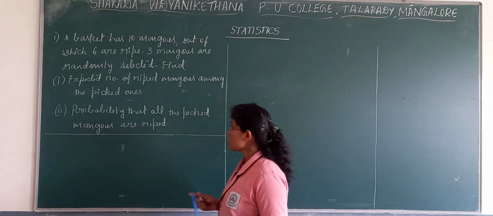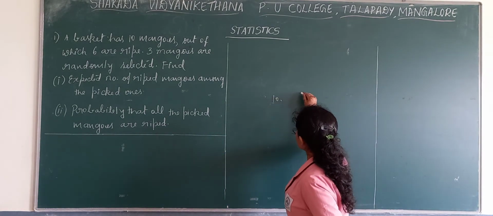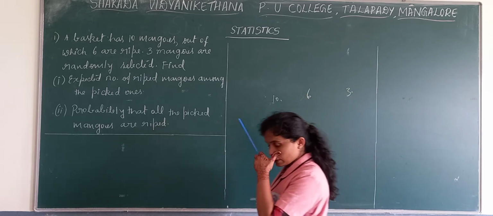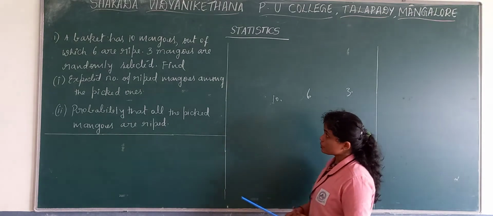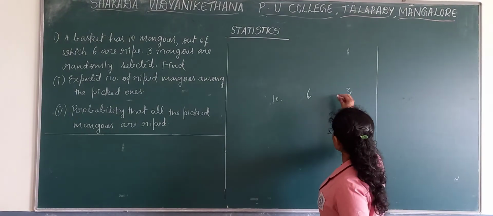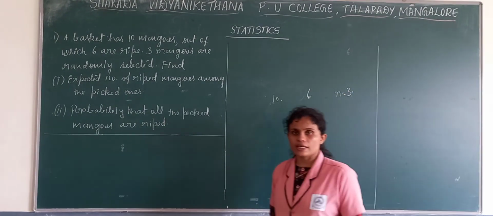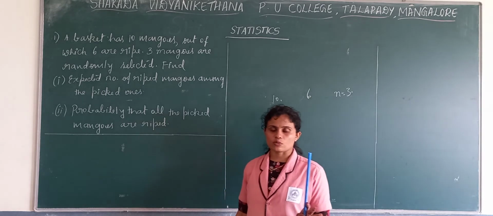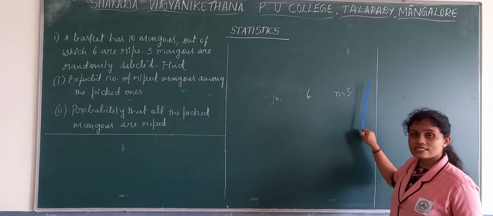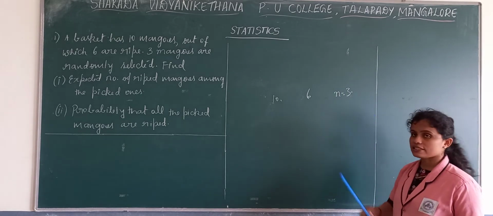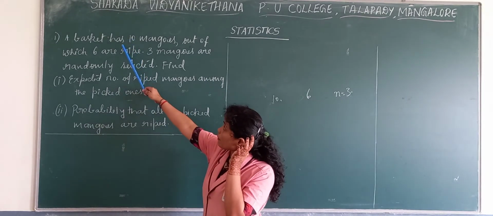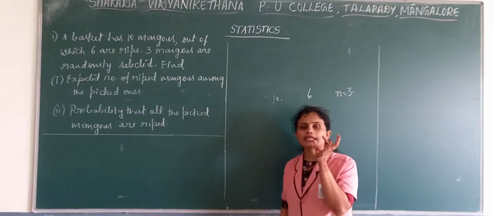So in front of us, we have 3 numbers, 10, 6 and 3. Now, 3 mangoes are randomly selected. We know that random selection is nothing but N. So 3 is N then. The random selection, what we select, will always be the sample number, that is N. Then 6 and 10. A basket has 10 mangoes. We know that the total there are 10 mangoes.